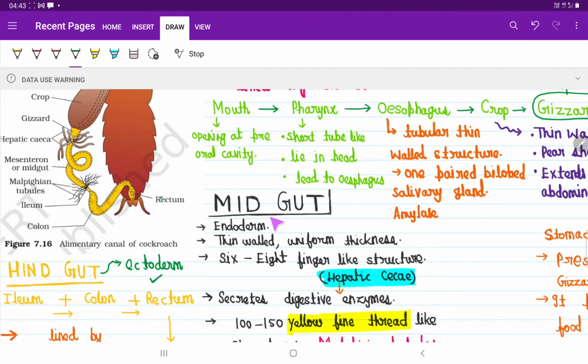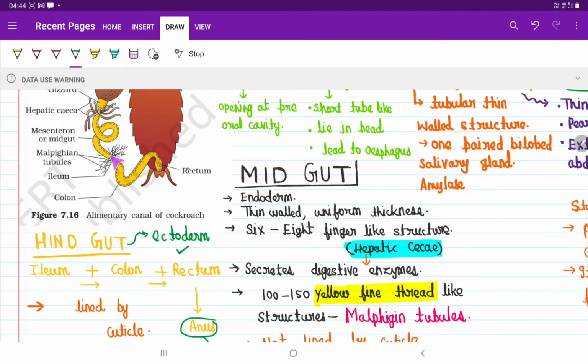This midgut is of endodermal origin. It is thin walled and has uniform thickness. It has 6 to 8, as we discussed, finger-like structures called hepatic caeca, and they secrete digestive enzymes. Not only hepatic caeca secrete digestive enzymes, the wall of the midgut also secretes digestive enzymes, and they digest the food, and the food starts to get absorbed.